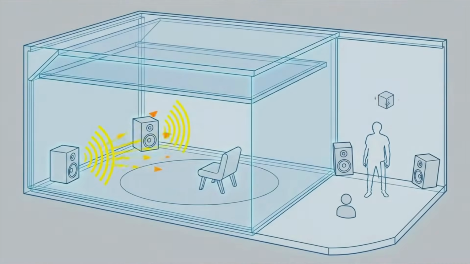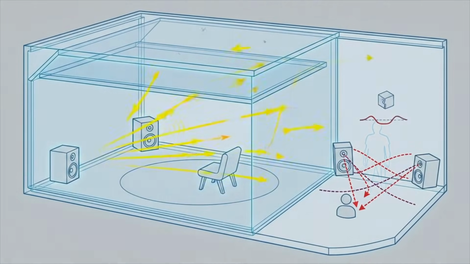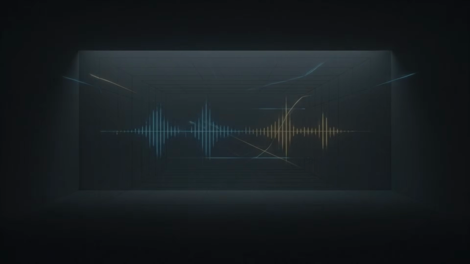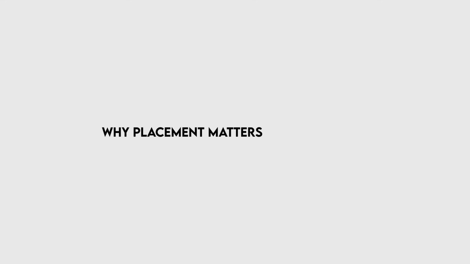Placement. Dolby Atmos is not simply about adding more speakers. It is about controlling how sound interacts with your room. The walls, ceiling, seating position, and furniture all shape what you hear. Ignore them and the illusion collapses. Today we are not reviewing a product, we are optimizing physics. Why placement matters in Dolby Atmos.